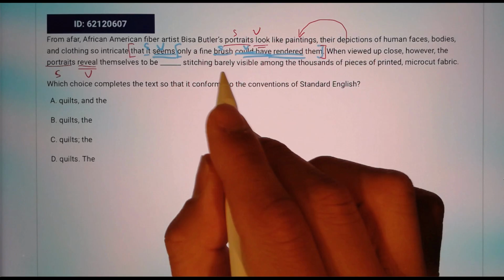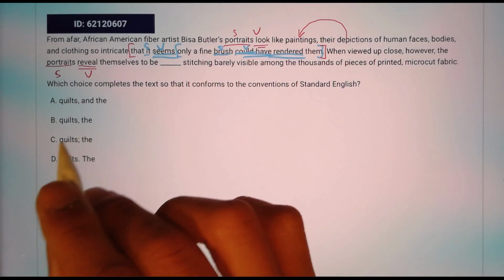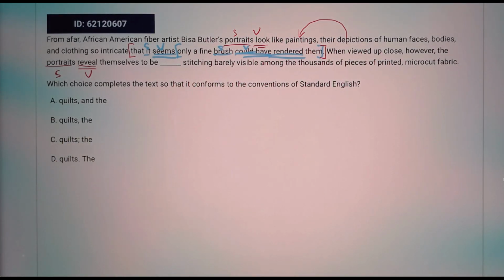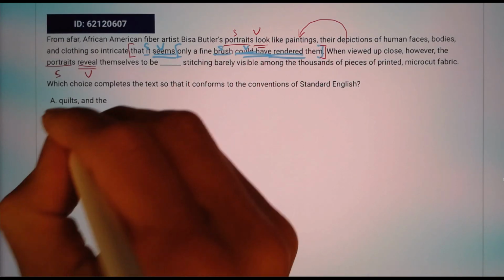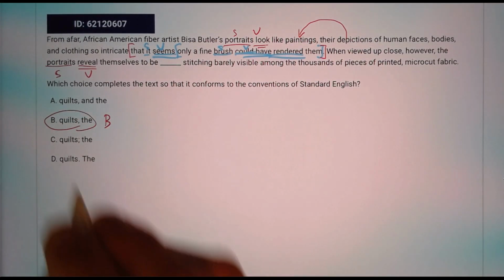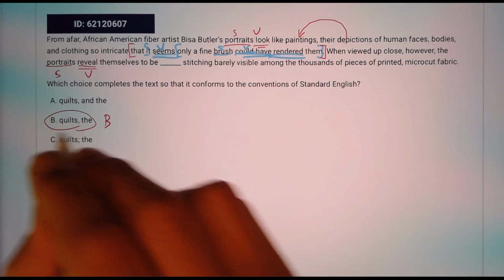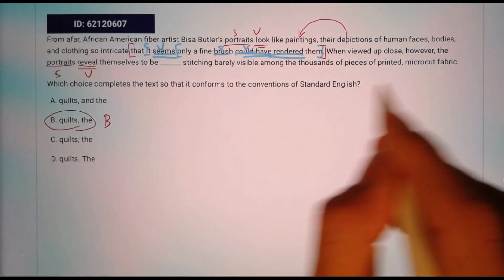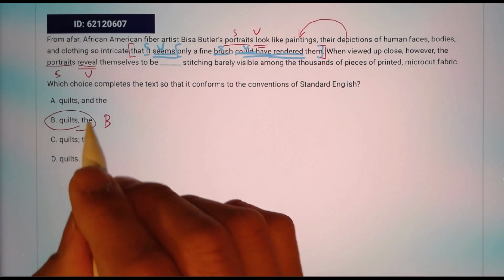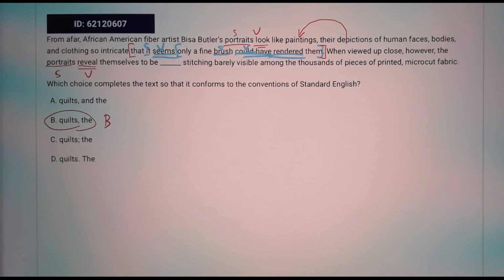thousands of pieces, or actually stitching. I'm sorry, stitching is quilt. So if you want to show the appositive, the correct answer should be B, with a comma that separates the quilt from the additional information that is non-essential, the stitching. But what about the other choices? Why are they not the correct candidates?